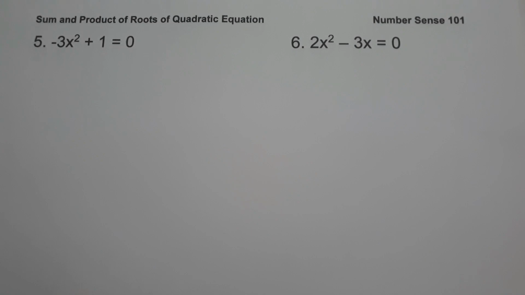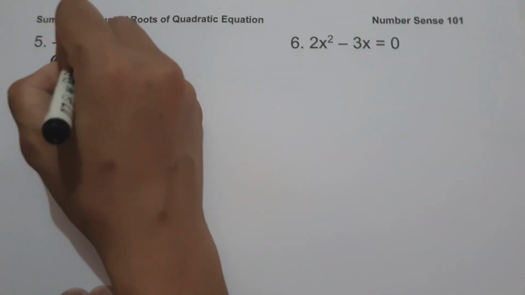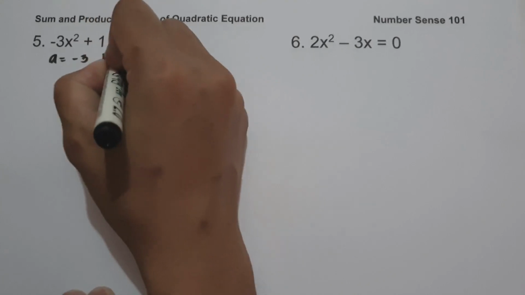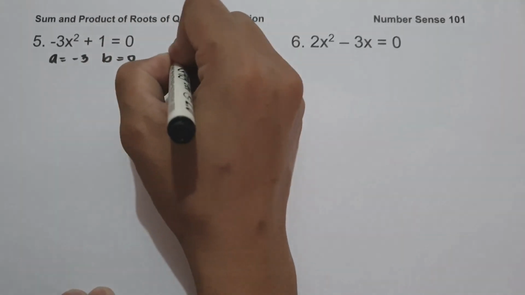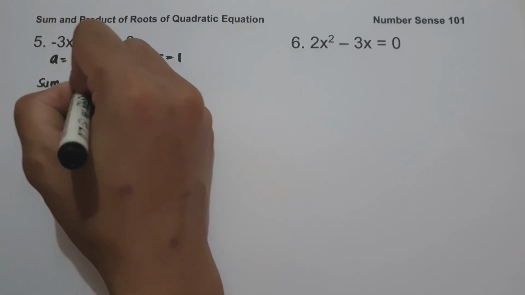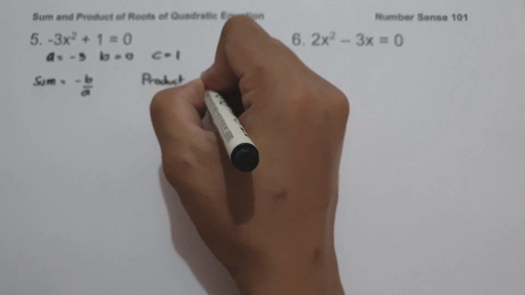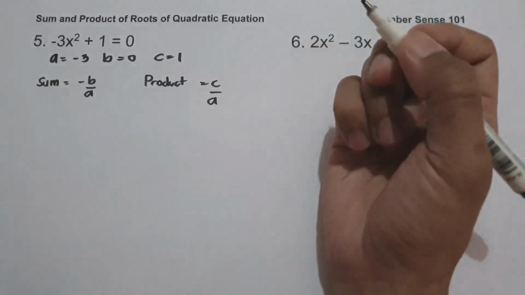On number 5, we have negative 3x squared plus 1 equals 0. As you can see, we don't have a linear term. So let us identify the value of a, that's negative 3, b is 0, and c is 1. And the formula for the sum of the roots is negative b over a, and the product of the roots is c over a.